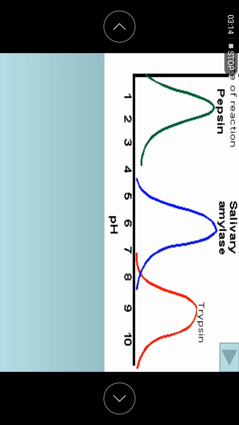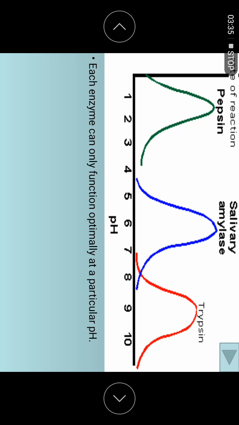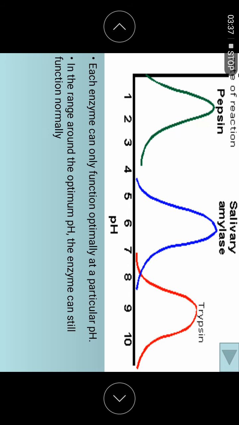They can have some overlapping, but they cannot go too far beyond the pH, too acidic or too alkaline. For example, for pepsin, if you have a neutral pH, the pepsin cannot work. The active site of the enzyme is spoiled. So we can see here each enzyme can only function optimally at a particular pH.